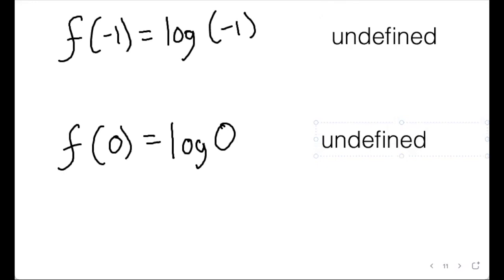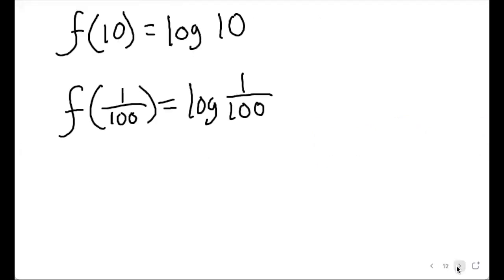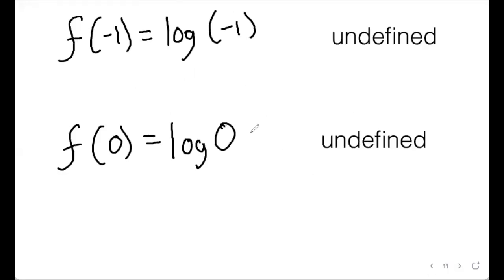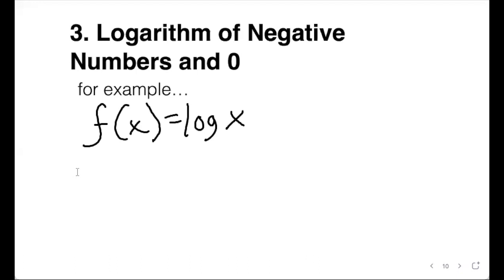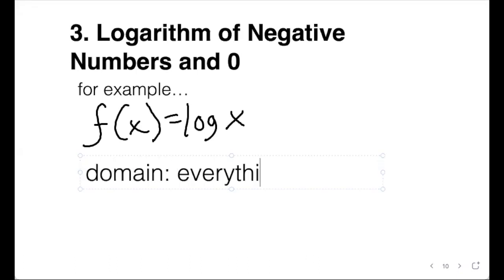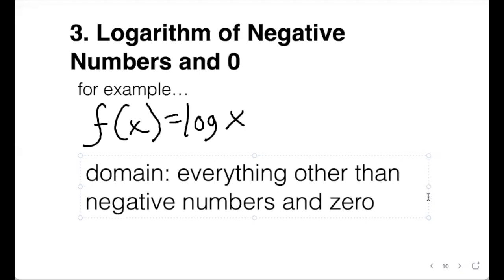That is undefined. But what about like the log of 10? Well, yeah, I can do that. That would just be 1. I could even do like fractions, right? If I plugged 1/100th into here, then yeah, that would be -2. So yeah, I think that negative numbers and 0 are the only things I am not allowed to plug in here. I think those are the only things I cannot do the logarithm of. So the domain here is going to be everything other than negative numbers and 0. I am allowed to plug in everything other than negative numbers and 0.